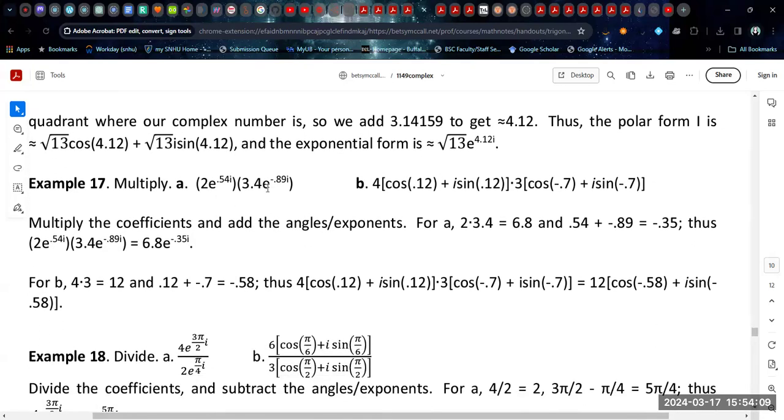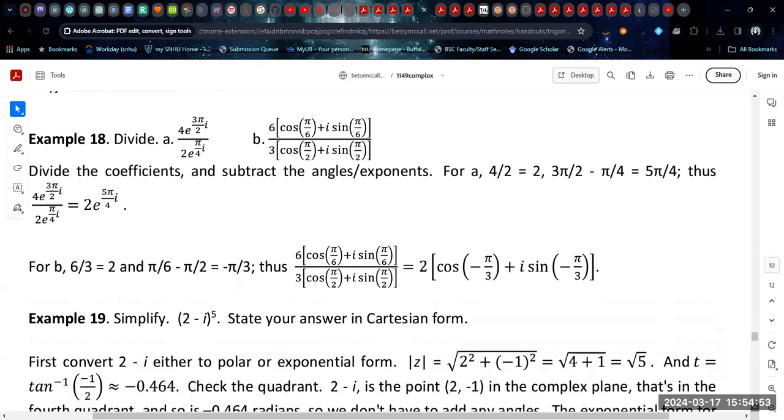If I want to multiply these two numbers together, I can multiply the coefficients. So 2 times 3.4 is going to give me 6.8. And then I add the angles together. So I get negative 0.35. And so in polar form, this would be this. This is basically the same idea, but it's in polar form rather than exponential form. So I'm still going to multiply the coefficients together to get 12. And then I'm going to add the angles, which is going to give me 0.12 minus 0.7 is negative 0.58. And again, I'm leaving it in polar form because that's the way it was presented.